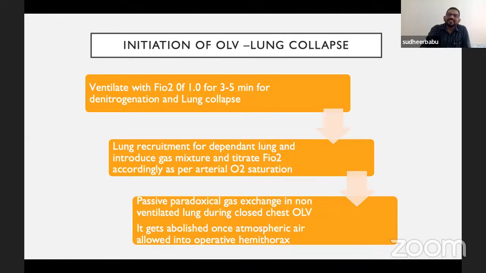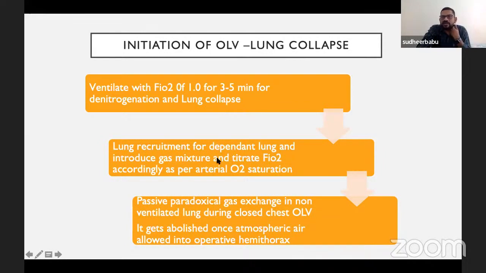So ventilate with 100% FiO2, especially for VATS. Suppose the patient is posted for video assisted thoracoscopy, before they put the port itself, they need complete collapse of the lung. Otherwise, the vision won't be proper. So especially if they ask for anesthetic implications of video assisted thoracoscopy, this is a must: you have to ventilate with FiO2 of 100% for denitrogenation and lung collapse. And later, you can recruit the dependent lung also because you are using 100% FiO2, so it can cause atelectasis in the dependent lung also.